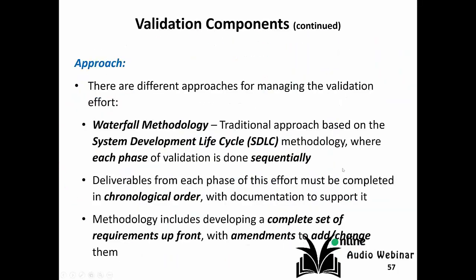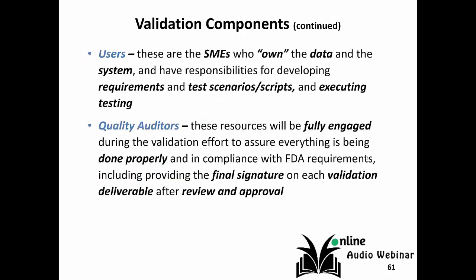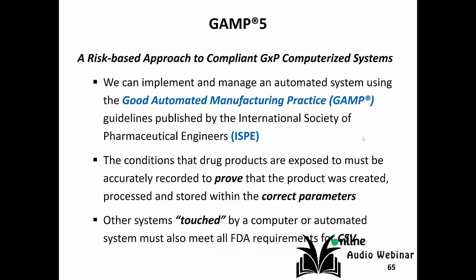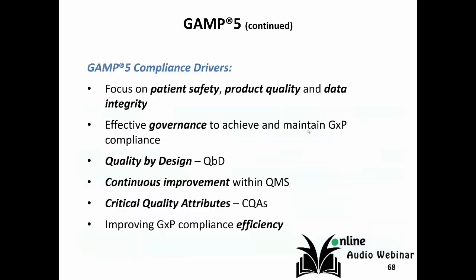Waterfall, traditional, system development life cycle, phases, sequentially, in chronological order. Complete set of requirements up front. Users certainly have to own the data. They create the data. They're the owners. So developing your validation plan, size, complexity, business criticality, GAMP 5 category, and risk assessment, because these things will help you determine the type and level of testing to do. ISPE came up with this Good Automated Manufacturing Practice, and this helps you make sure that you are testing your work thoroughly. Now, the compliance drivers for GAMP 5.